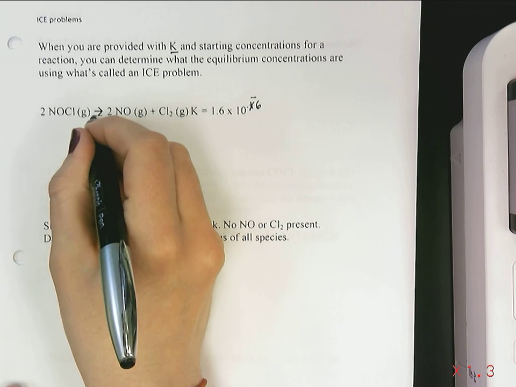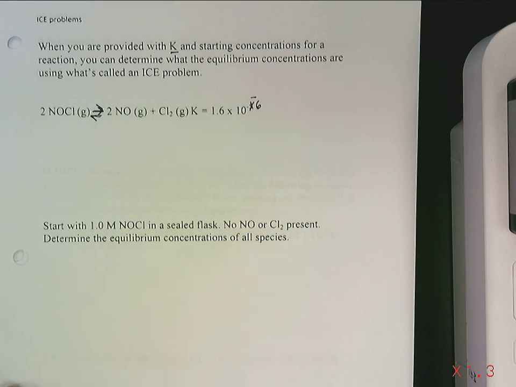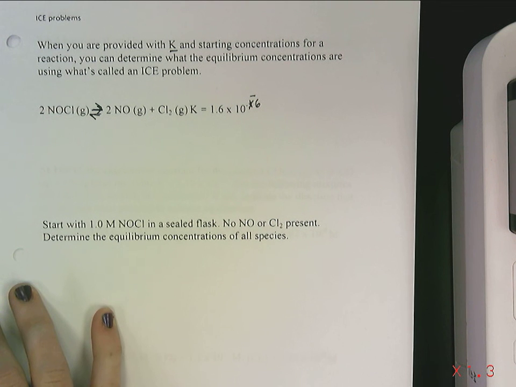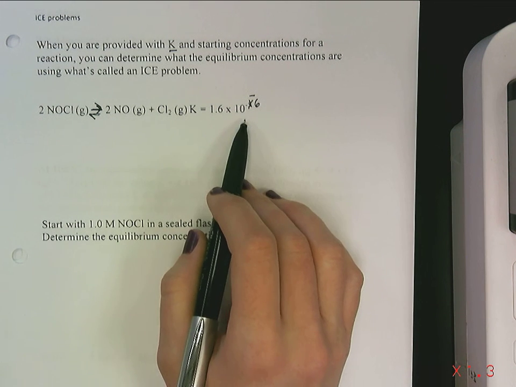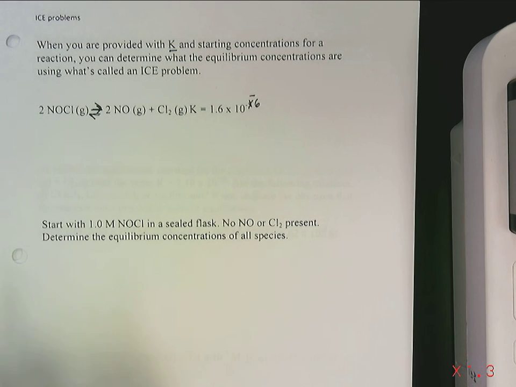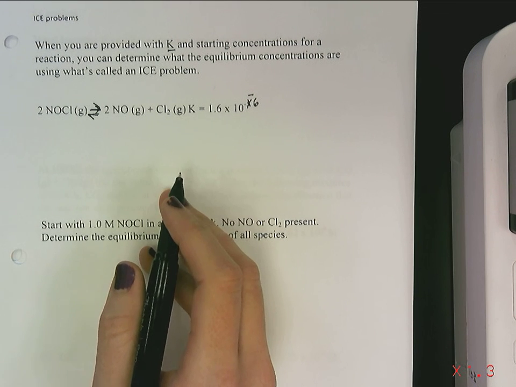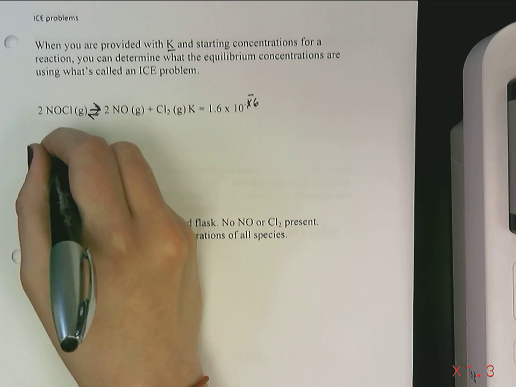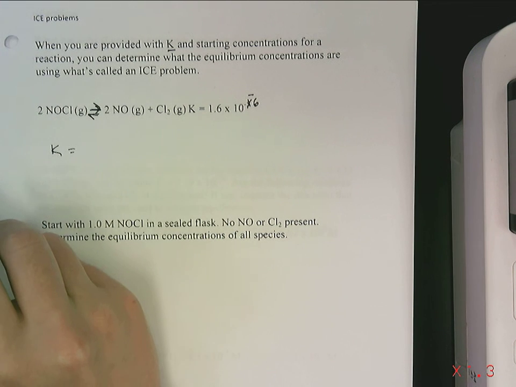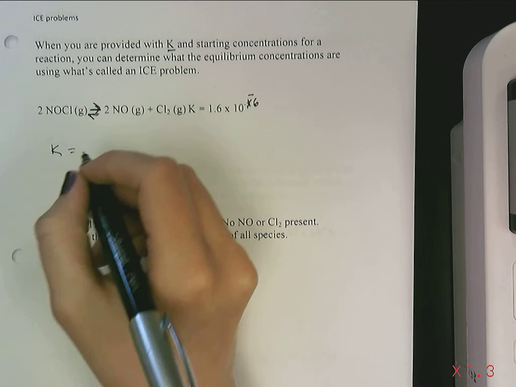And because it's an equilibrium problem, I'm going to try and get better at making sure I've got my double-headed arrows on everything, because this is an expression that comes to equilibrium. We're given a K of 1.6 times 10 to the negative sixth. The first thing we're going to do in any sort of equilibrium problem often is just write out the equilibrium expression. And I do kind of want to talk about what it means that 1.6 times 10 to the negative sixth is the equilibrium expression.